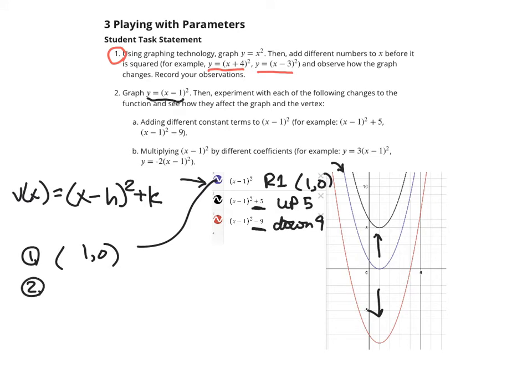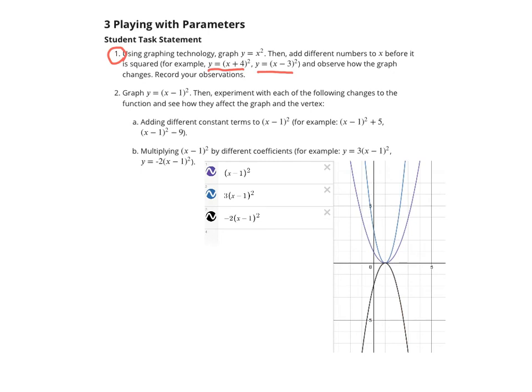And then my second one, my h term didn't change, but I went up 5. And then that third one, my h term didn't change again, but I went down 9. So my vertex is just going up and down because nothing else changed. Cool. So take a few notes, and I'm going to work on part B, all right? But I'm going to delete this, so push pause and take a few notes.